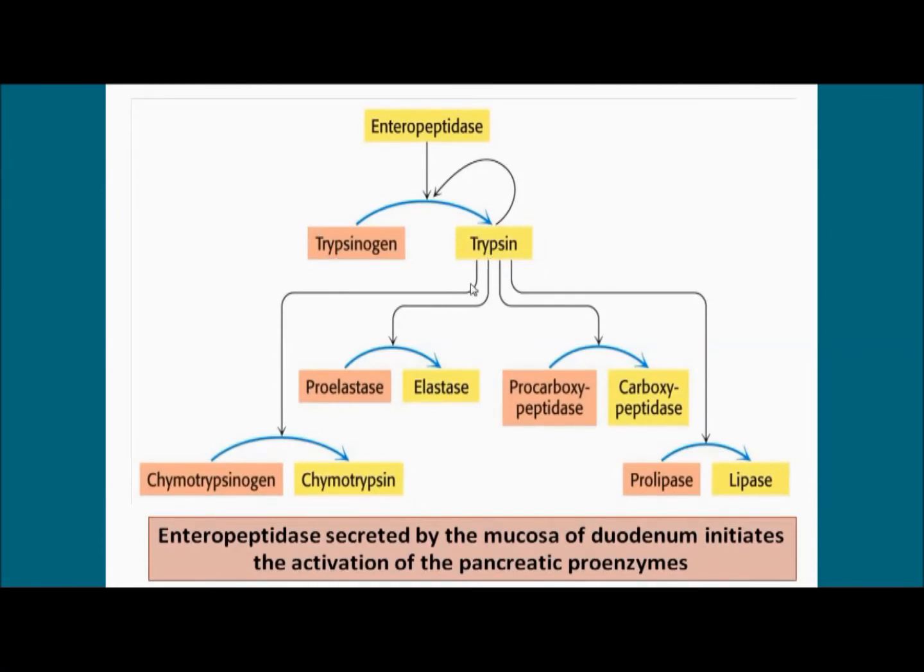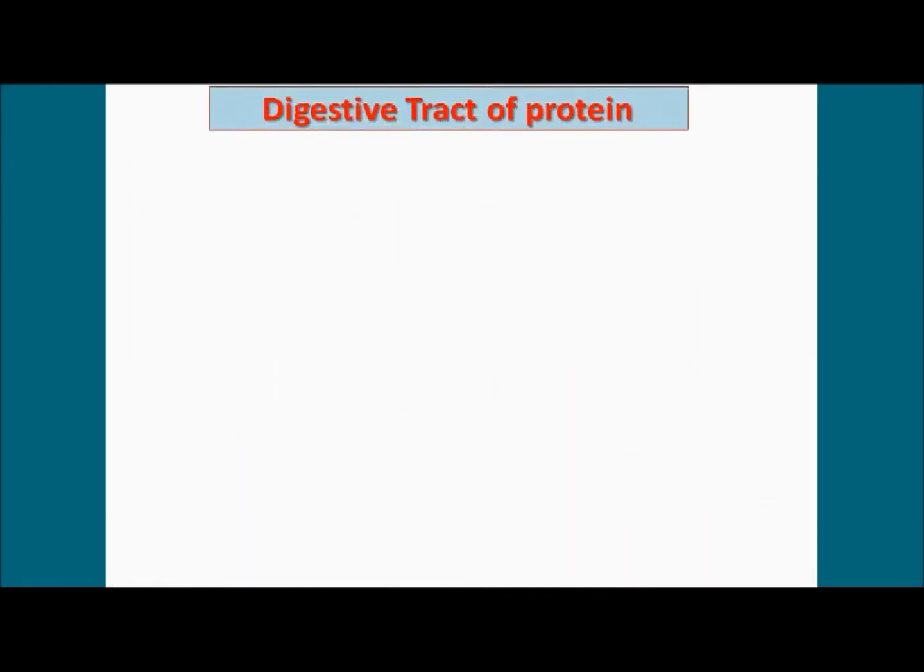Now this trypsin can also convert, first of all, chymotrypsinogen into chymotrypsin. Again, it can convert proelastase into elastase. Even it can convert procarboxypeptidase into carboxypeptidase. Further, it can convert the zymogen prolipase into lipase. So basically this is the overall nature of the chemical changes which take place in your body, right? Now, digestive tract of protein.